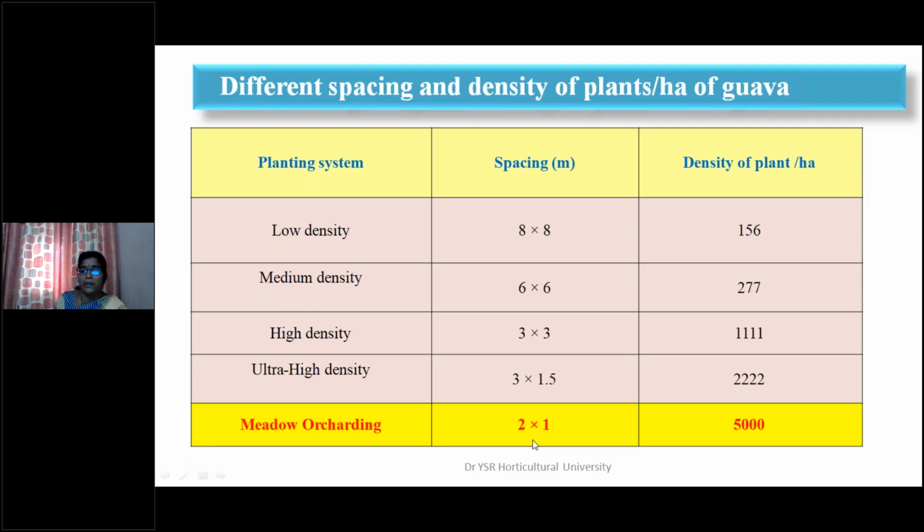So there is another method, that is meadow orcharding, where you are growing too close, that is 2 into 1 meter spacing. You can accommodate 5000 plants per hectare. So these three spacings come under high density planting.